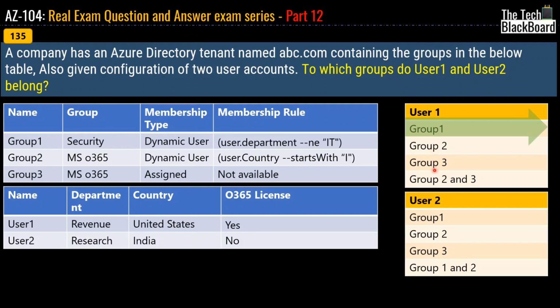Moving towards user 2, the correct answer for user 2 is group 1 and group 2. Once again, checking the membership rule, we can see the user.department is not equal to IT, and for user 2, the department name is research. So this will be picked up by group 1, and also by group 2 because the country of the user starts with I. And the country for user 2 is India. So user 2 will be picked up by both group 1 and group 2.